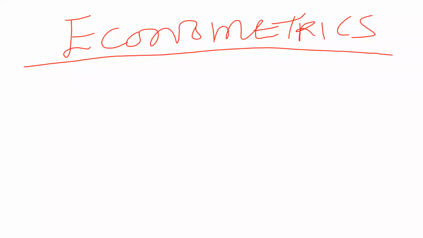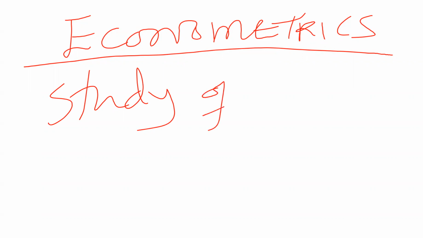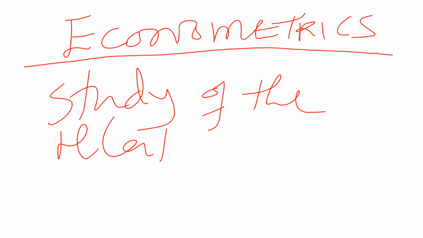So let's start the econometrics. In econometrics, what we do is study the relationships between the variables. Those that have done this course already can attest to the truth that what we are doing is just studying the relationships between, or among, the variables. We are studying the relationships.